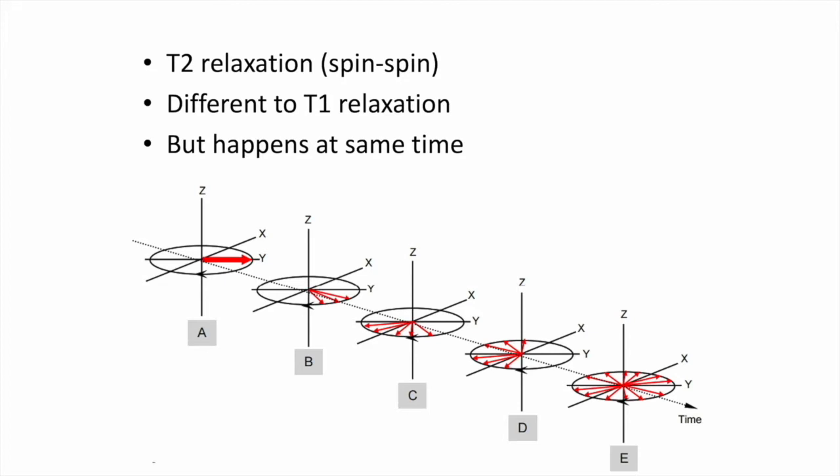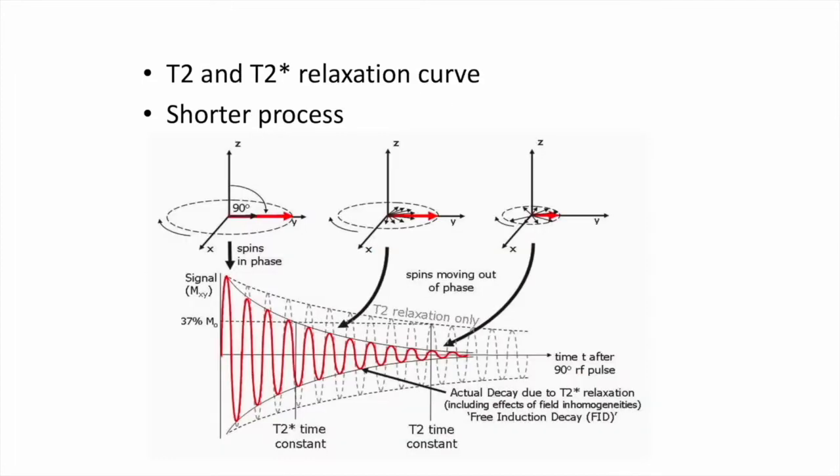The T2 relaxation, also called spin-spin relaxation, is an independent process to T1 relaxation that happens at the same time. This is different to T1 relaxation and is due to the dephasing of protons in the XY plane. The T2 relaxation is a much shorter process and it consists of 2 components, T2 and T2 star decay.